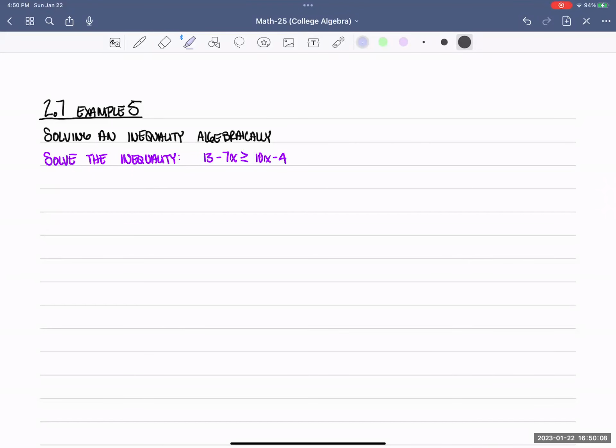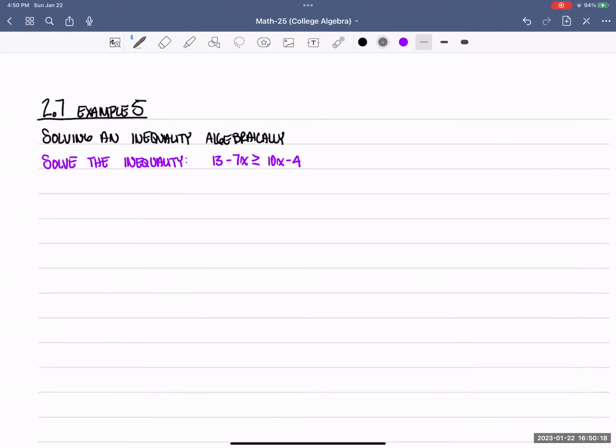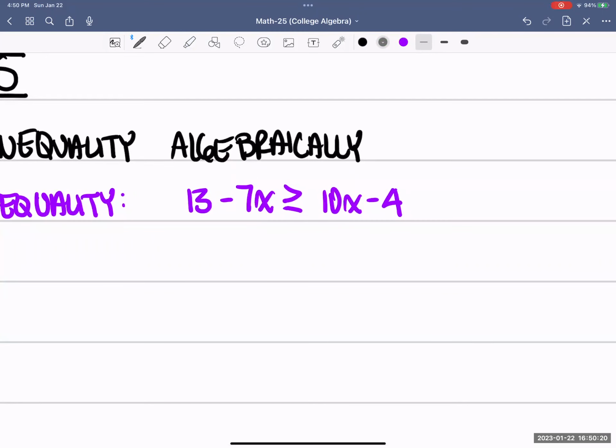Section 2.7, example 5, solving an inequality algebraically. Solve the inequality. So we're kind of combining everything: properties of addition, properties of multiplication. So let's get going. What we're going to do is work with all of the variables over on one side and everything else over to the opposite side. So I like having our variable over on the left side, especially with inequalities.